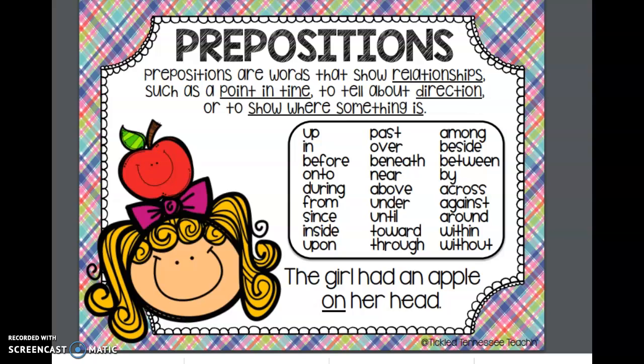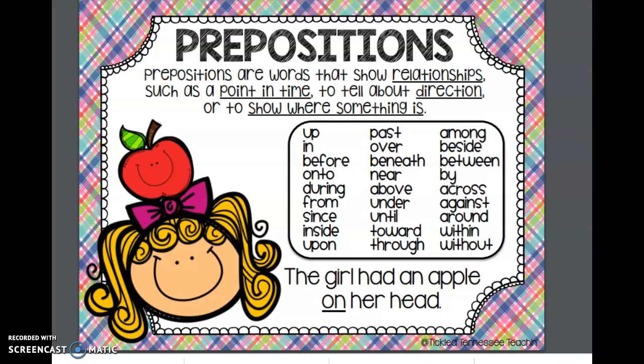Prepositions. Prepositions are words that show relationships such as a point in time, to tell about a direction, or to show where something is. These are just a few prepositions: up, in, before, onto, during, from, since, inside, upon, past, over, beneath, near, above, under, until, towards, through, among, beside, between, by, across, against, around, within, and without.